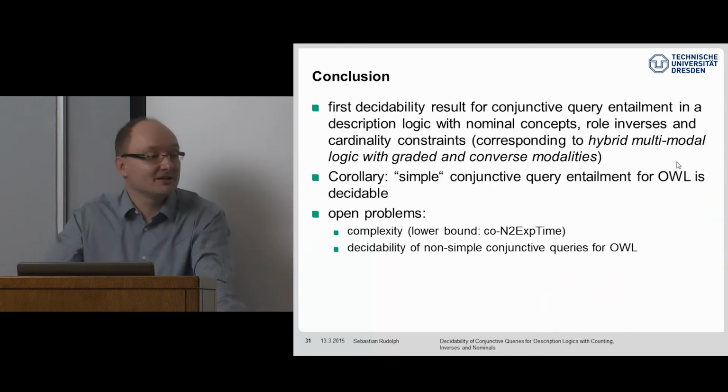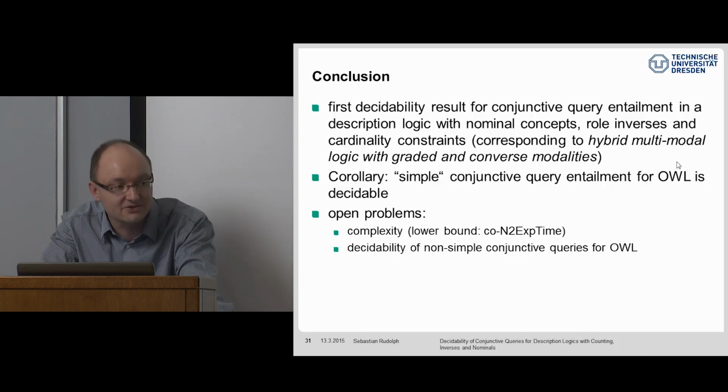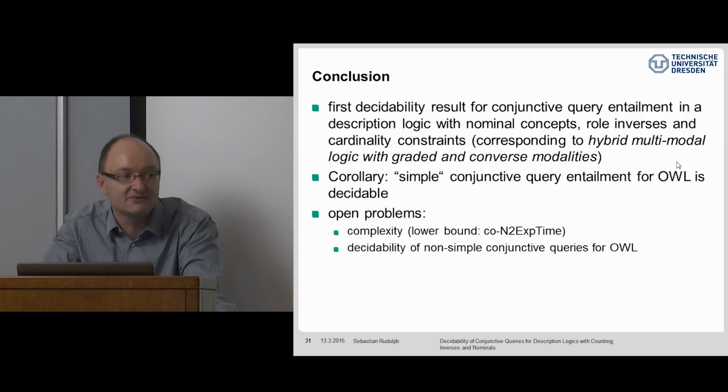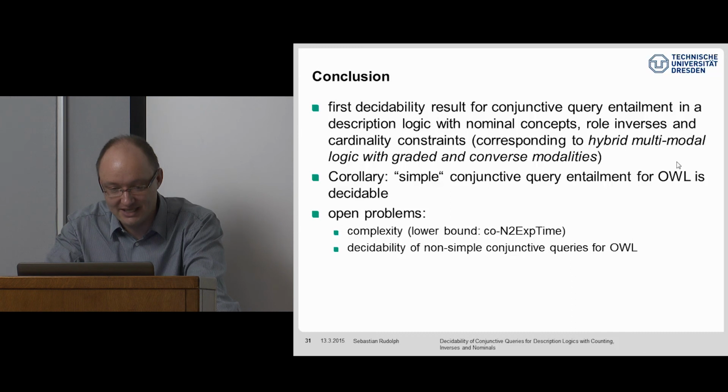And yeah, that's the first decidability result for conjunctive query entailment in a description logic which has all of these three features, which taken together are very complicated: nominals, inverses, and counting. And if one were to put this into the terms of modal logic, it would be hybrid multimodal logic with graded and converse modalities, for those of you who are interested in modal logic. Okay, this actually then gives us the insight that conjunctive query entailment for OWL is decidable under some mild assumptions.